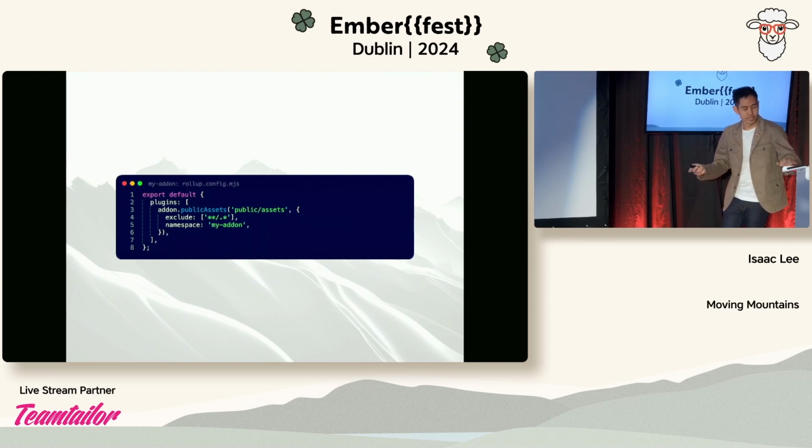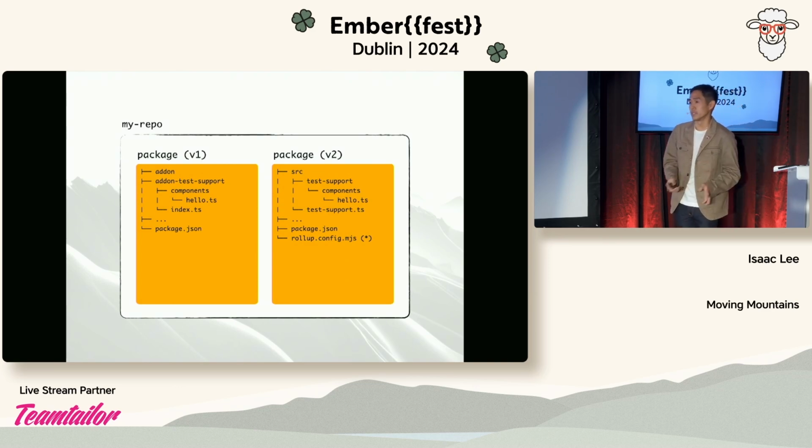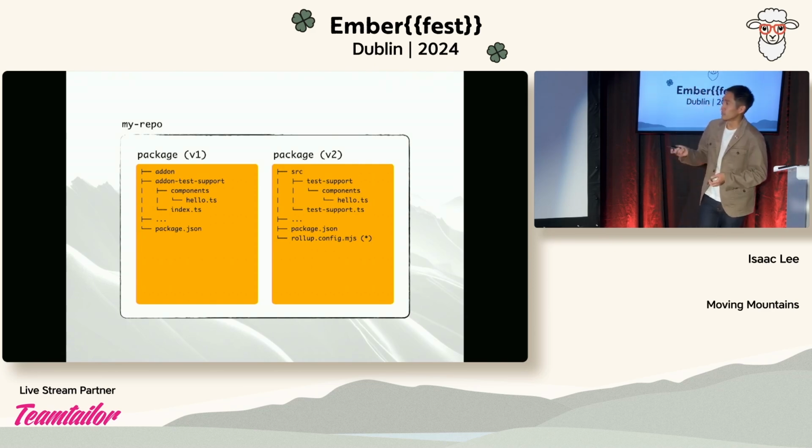And then last but not least, add-ons can provide test helpers. In V1 add-ons, test helpers live in the folder addon-test-support, but consumers would write test-support instead. There's some Ember magic going on. So in V2 add-ons, we'll name the folder test-support so that consumers don't have to change their paths. We can also create the barrel file test-support.ts.